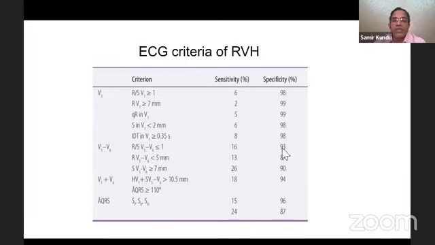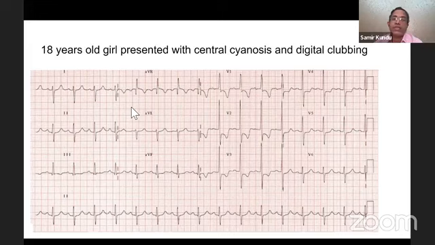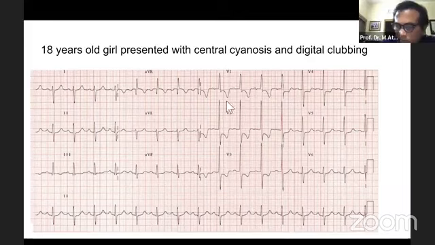This is an 18 year old girl presented with central cyanosis and digital clubbing. Here, right axis deviation is present. There is a tall R wave in V1, J point depression, ST depression, and asymmetrical T inversion. That means right ventricular hypertrophy with strain pattern.